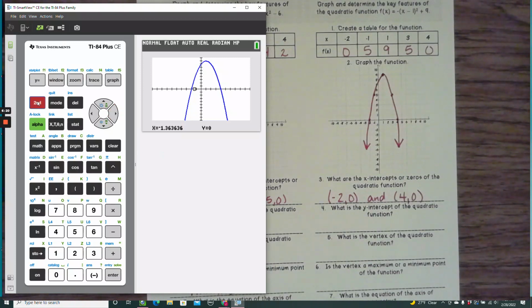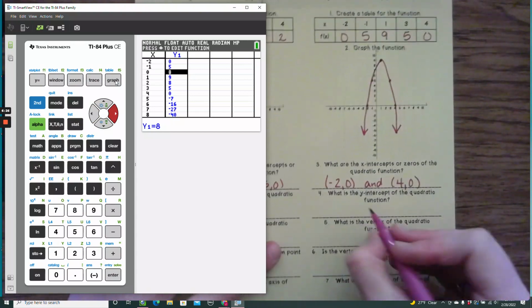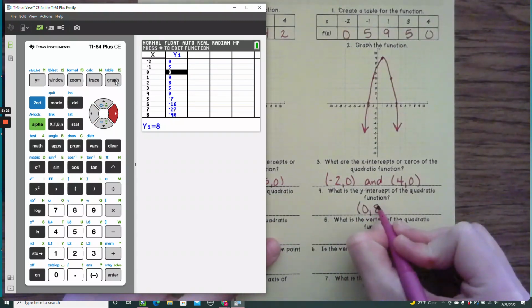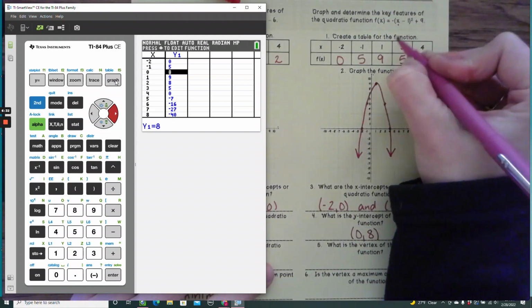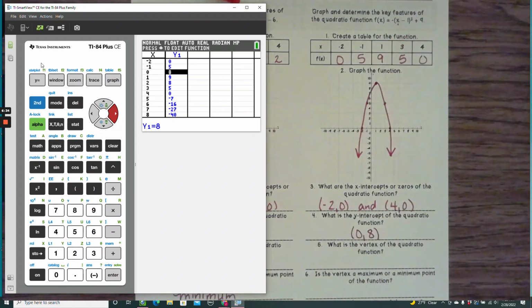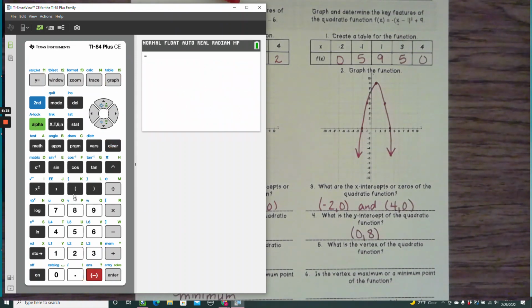All right, it says what is the y-intercept? So I'm going to go back to my table. The y-intercept is where x is 0. So I can pull that information off my table, 0, 8. I can also plug 0 in here and then just type that into my calculator. So to show you what that looks like, I could do negative, and then instead of x, I would do 0 minus 1 squared plus 9, and it gives me the y value.